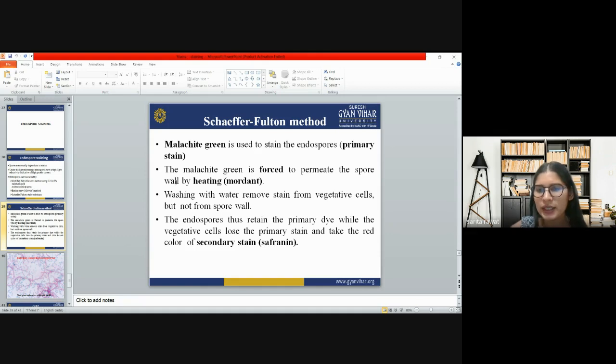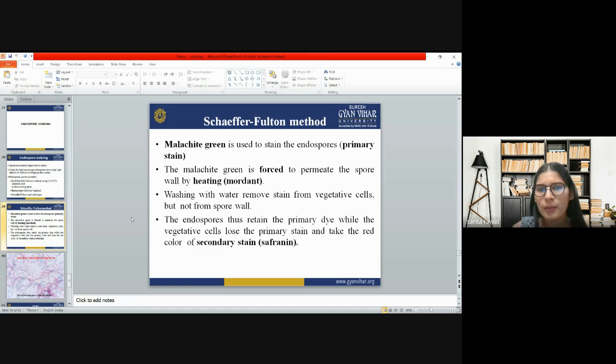The malachite green is forced to permeate the spore wall by heating or a mordant. Then we apply moderate heating while applying the malachite green because it permeates the spores. Then we wash it with water and remove the staining from the vegetative cells but not from the spore wall. So the endospores retain the primary dye, while the vegetative cells lose the primary stain and take the red color of the secondary stain, safranin.